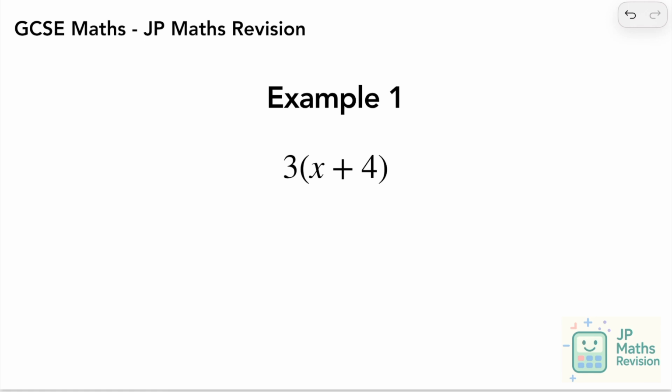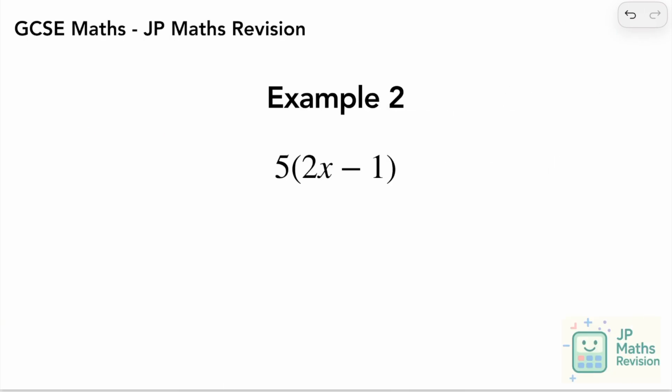So here's an example. This is something you could get asked in an exam. You could be asked to expand 3 bracket x plus 4. So what we need to do is firstly do 3 times x. So 3 times x is 3x. And then we need to do 3 times 4. So 3 times 4 is 12. And it's positive 12, so we're going to put a plus 12 there. So the answer to this one is 3x plus 12.